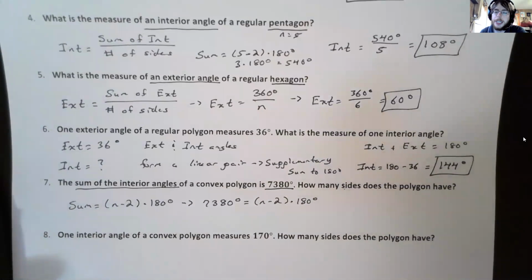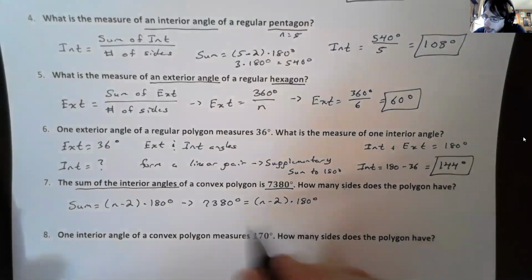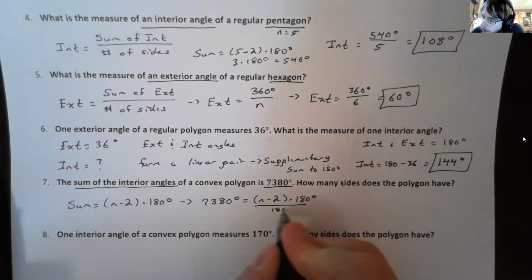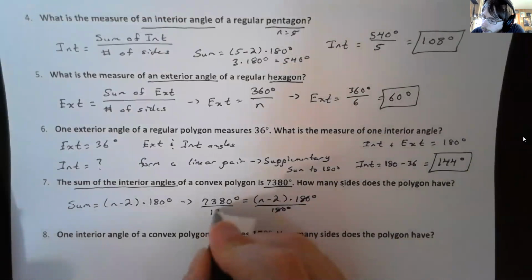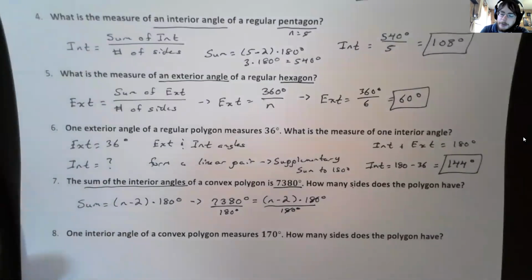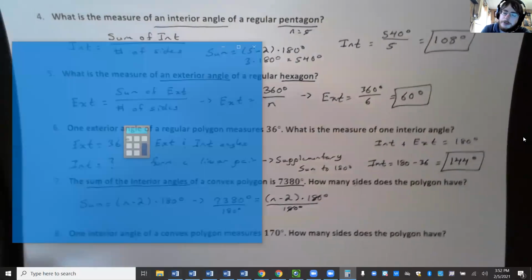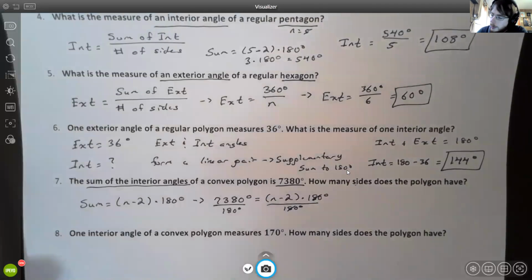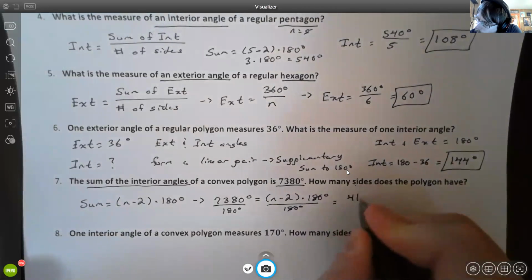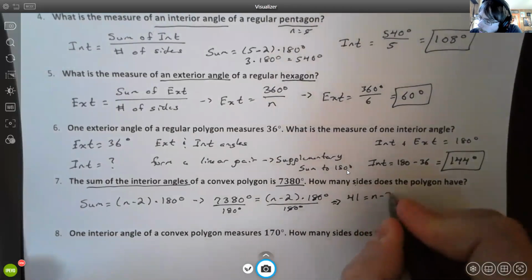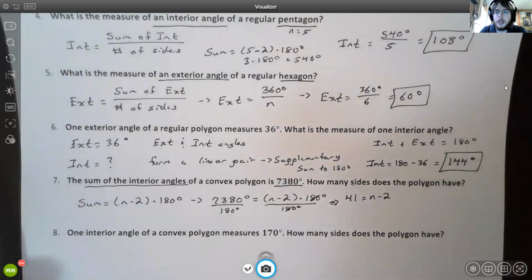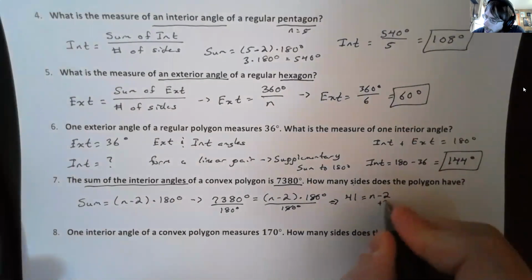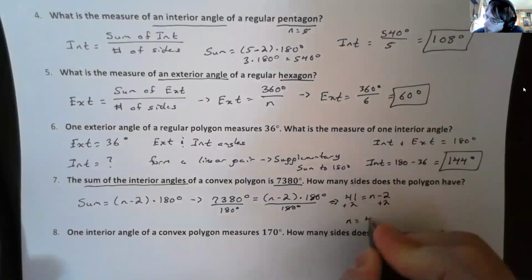The first one I'm going to do is divide this by 180 first and solve it that way. So when you do that, you can divide by 180 to get rid of it. And when you take 7,380 and divide it by 180, you get 41. So on the left side, you get 41 equals n minus 2. So to solve that, you would add 2 to both sides, and you get that n is equal to 43.